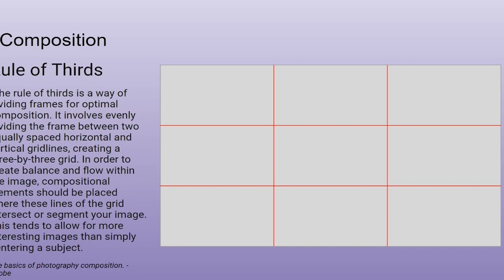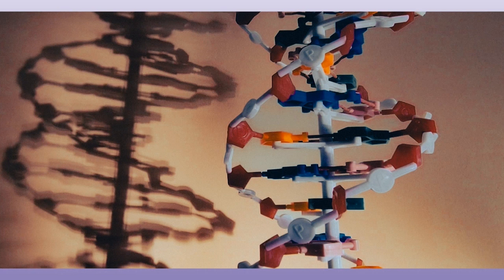Now, as it says, it's a 3x3 grid, and in order to create balance and flow within the image, you want to put things along the lines, and also you want to put things where the lines intersect to try and create a sense of focus on them, because our eyes tend to focus on the areas where those lines intersect. So here, I've taken a picture of a model of DNA, and this has again been edited somewhat, so the colors are not the original colors.